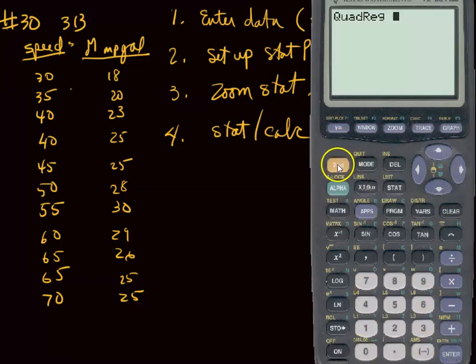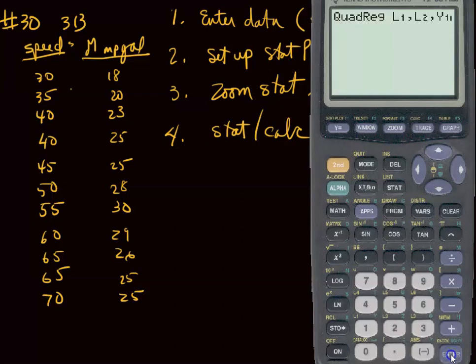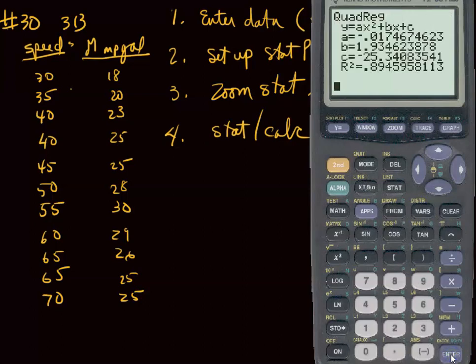We're going to use list 1 and list 2, or L1 and L2, for the X list and the Y list. And then we're going to store the regression equation in the vars, y vars, function y1. Press enter. And when you see this, these are the coefficients A, B, C, and then R squared tells you this fits about 89%. Those 2 points, 25, 25, and 25, 25, throw it off.